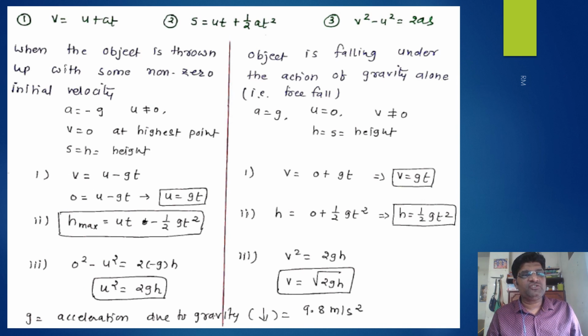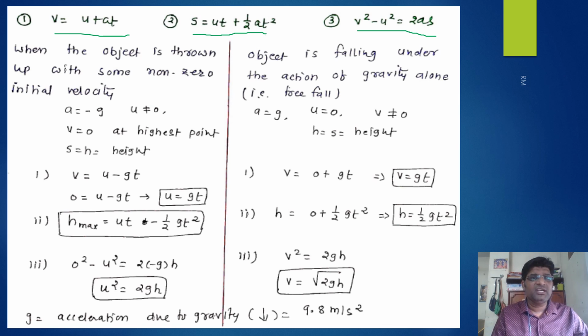These three equations of motion, that is v is equal to u plus at, s is equal to ut plus half at square, and v square minus u square is equal to 2as, take different forms according to the different kinds of motion.